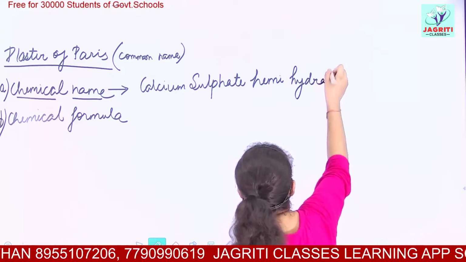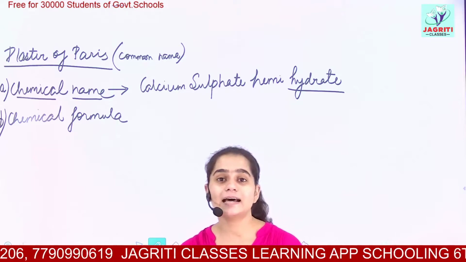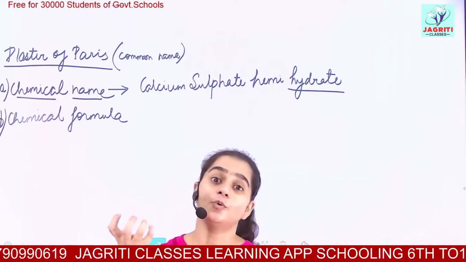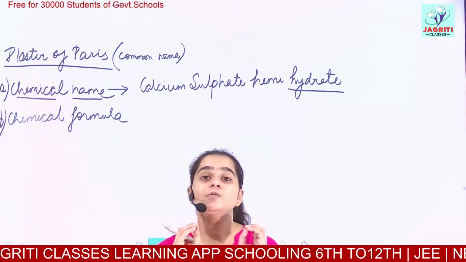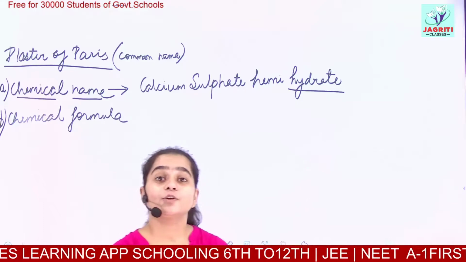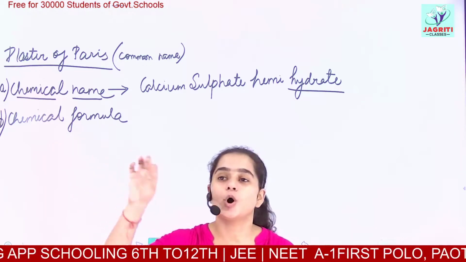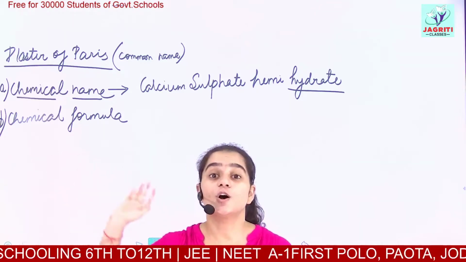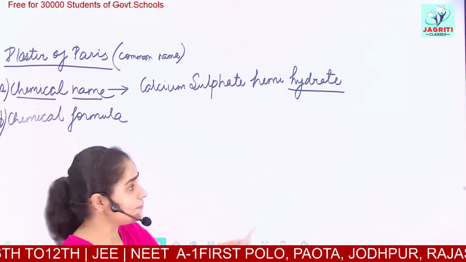Again the term hydrate has come. We have seen hydrate. Hydrate means the hydrated form of the compound. Hydrated form means a chemical in which crystalline water is present, it is known as hydrated. How do we show crystalline water? By putting dot 10 H2O, or putting dot some molecules of H2O. That represents the hydrated form of the compound.